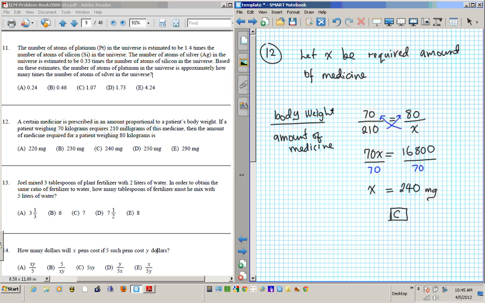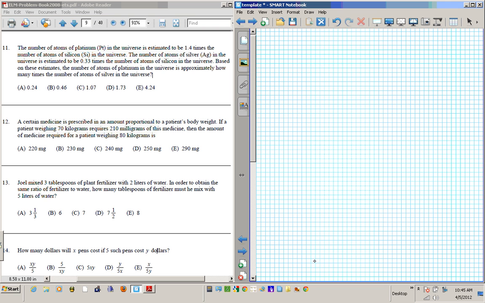Okay? Alright, let's move on to question 13. Question 13 says, Joel mixed 3 tablespoons of plant fertilizer with 2 liters of water in order to obtain the same ratio of fertilizer to water. How many tablespoons of fertilizer must he mix with 5 liters of water? So, let's declare variables here again. Let T equal the number of tablespoons of fertilizer needed.